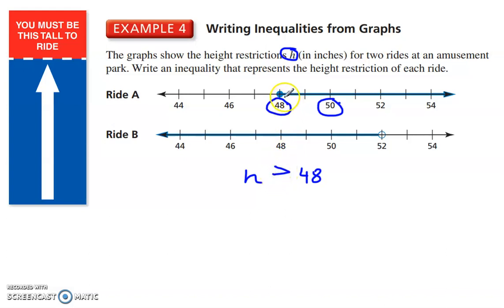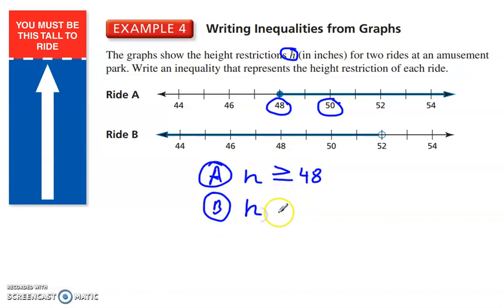Now I need to determine, is it or equal? That's a closed circle, so you can be 48 inches or taller for ride A. You can be 48 inches exactly, or you can be taller. h is greater than or equal to 48. This is ride A. Ride B.